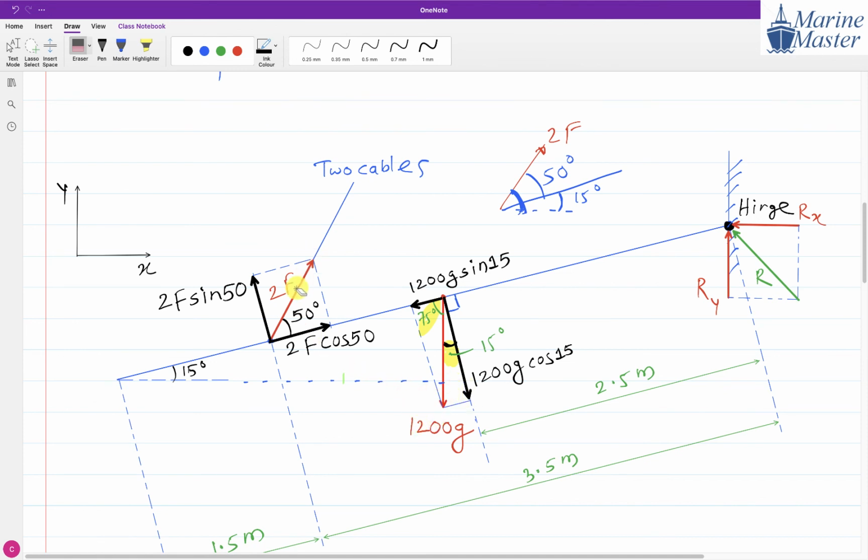But in case of 2f, is it in x or y? It is neither in x nor in y. So that's why we have taken the components of 2f. But in case of 1200G, we are not going to take out components in x or y because 1200G is directly in the Y direction. It is vertical. But it is in the negative y direction. We will see that further in the discussion.